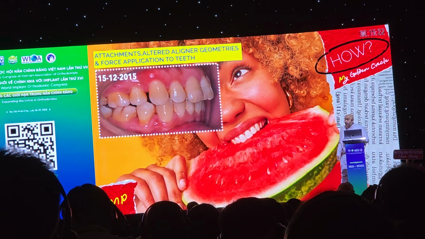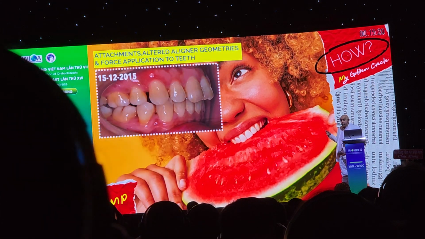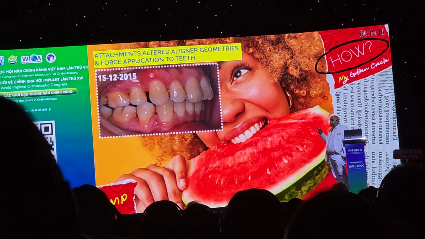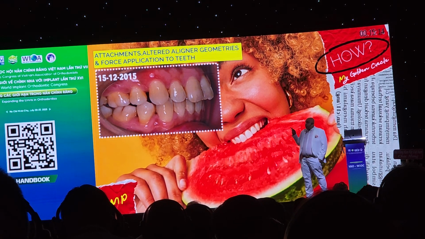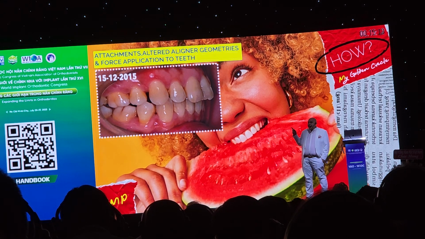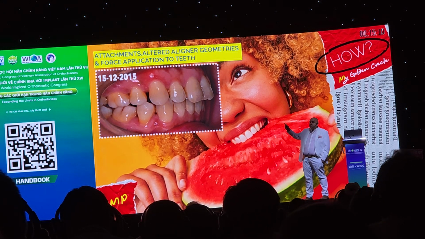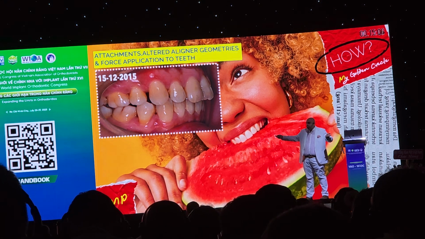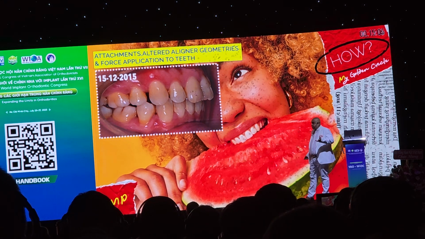And we have learned the watermelon seed effect the very, very hard way. This is 2015, a resident case in Dubai. The patient was an Emirates pilot who came to close just a couple of millimeters of space distal to the canine. Slam dunk, a 6-month case, you should be done, right? What happens?